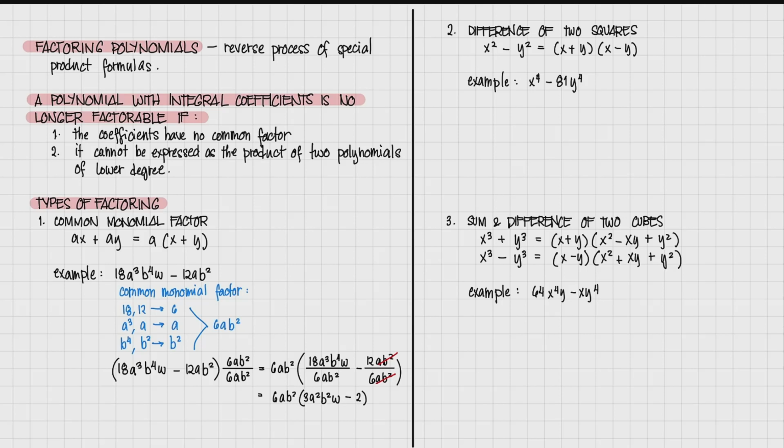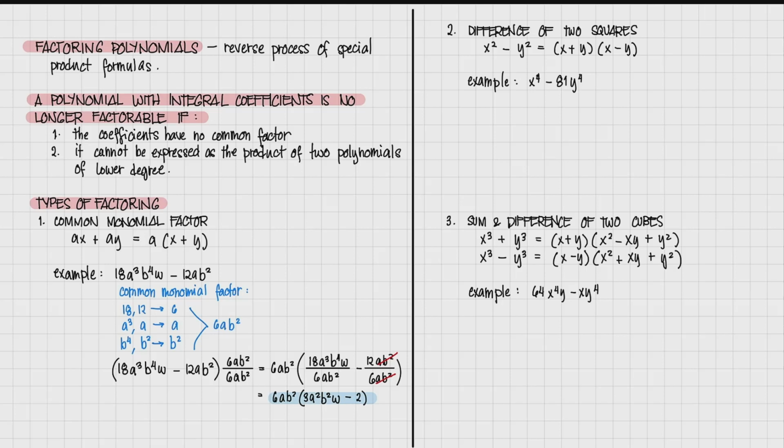And let's see. From our conditions, the coefficients have no more common factor. No more common factor, so 3 and 2. It cannot be expressed as a product of two polynomials of lower degree. I don't think we could express this any simpler. So this is the final answer for our example. Let's just highlight this. So yeah. Okay.